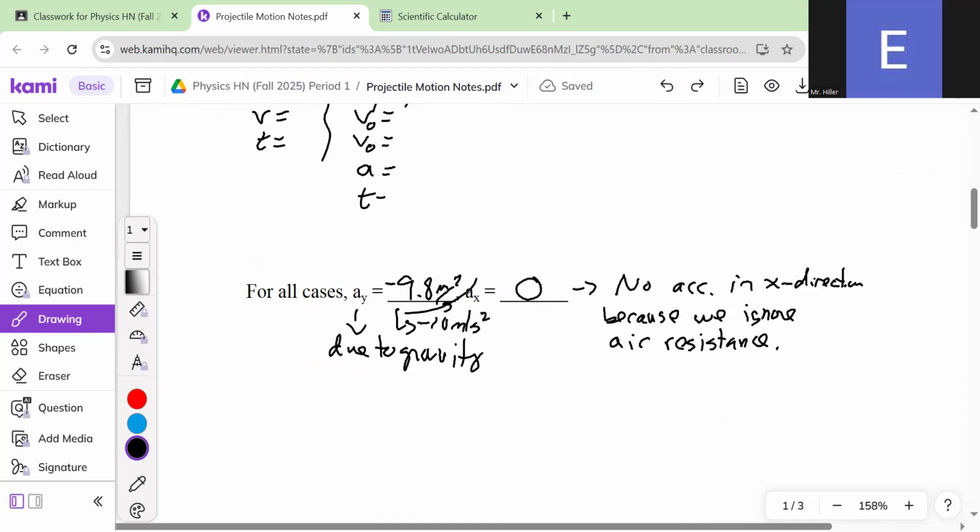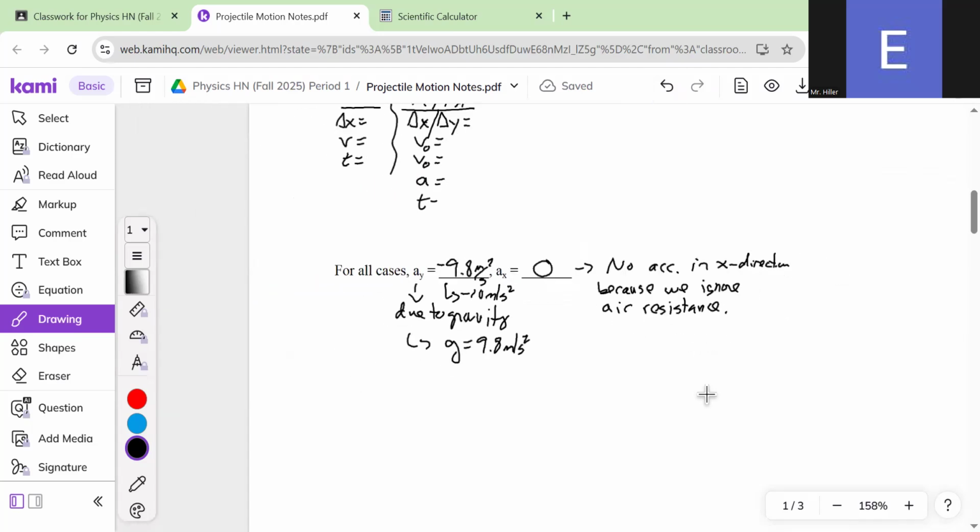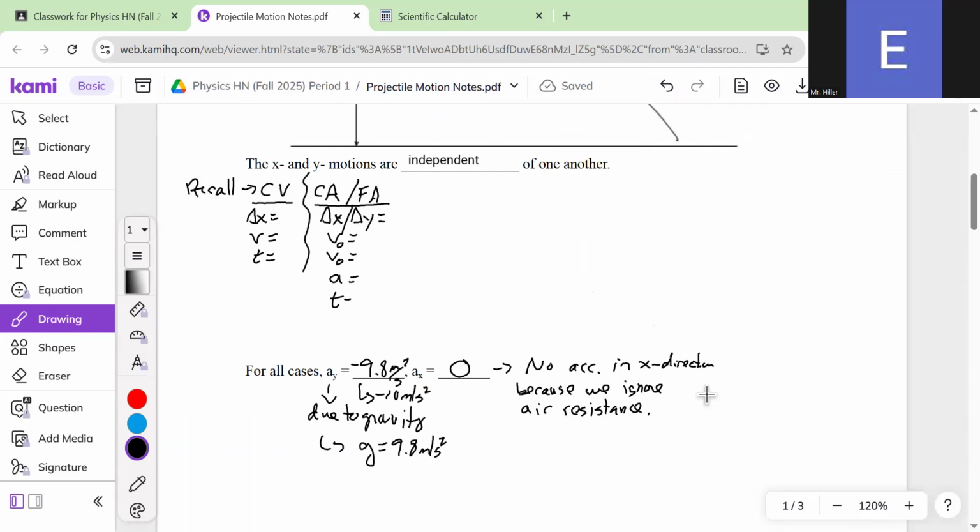So the acceleration in the y direction is negative 9.8. Sometimes this is also referred to as little g, right? 9.8. The acceleration in the x direction is 0 because again, there's no push. There's no net force in the x direction. So that's what happens. Now, when we're dealing with projectile motion, you're going to make a list of a total of 8 variables.